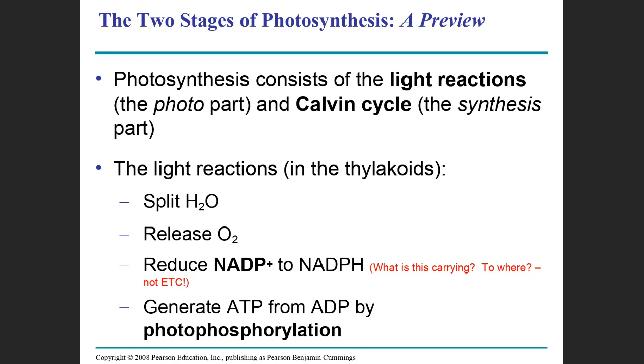So in cell respiration, we know that a little bit of ATP is made by substrate level phosphorylation, where a phosphorylated organic compound will donate its phosphate to ADP to make ATP. And then most of the ATP was made through oxidative phosphorylation, with the electron transport chain and chemiosmosis. Here, though, it's not oxidative phosphorylation, it's called photophosphorylation.